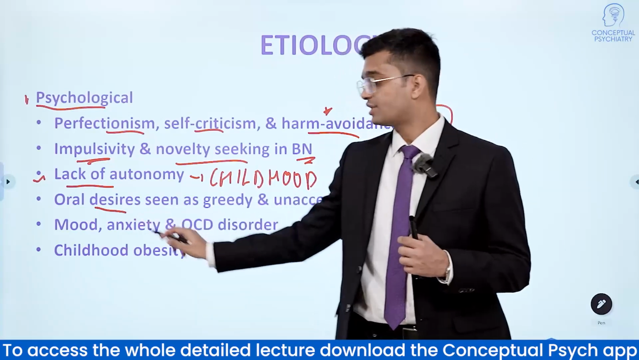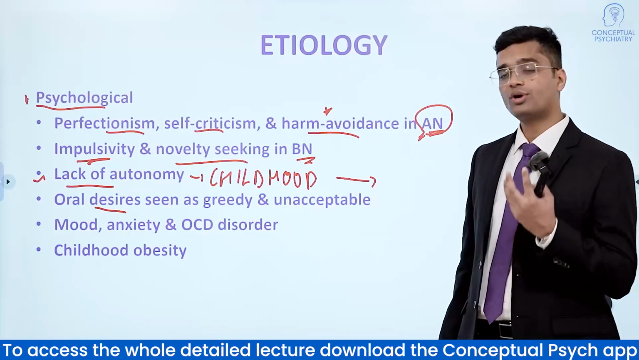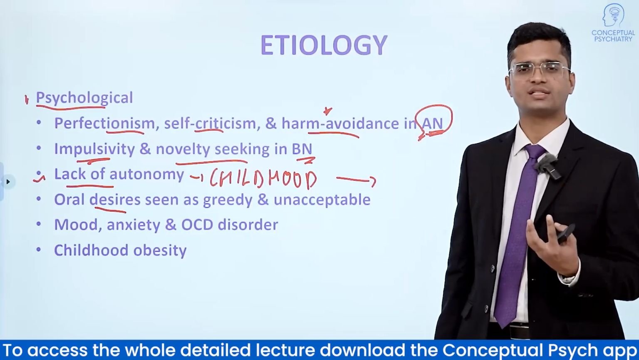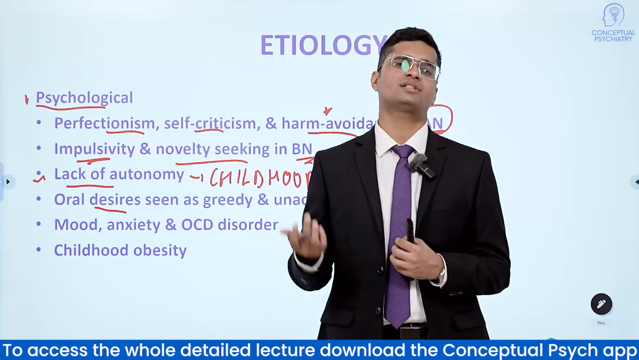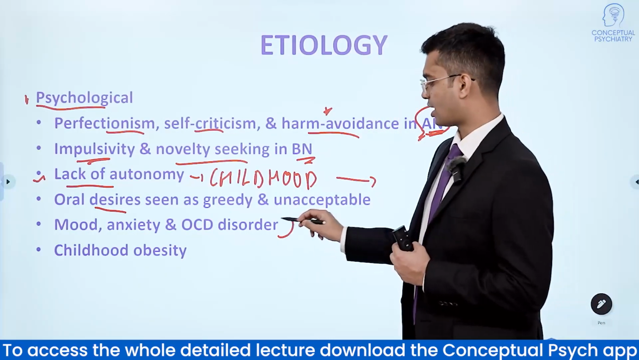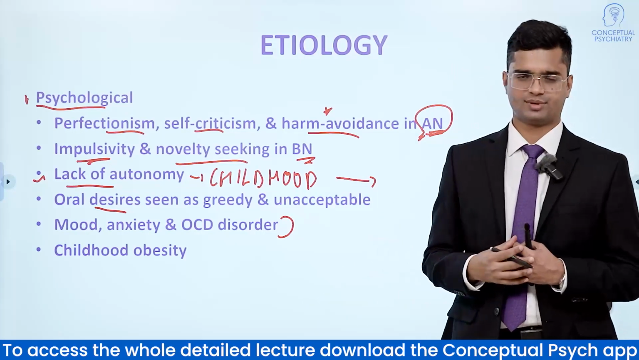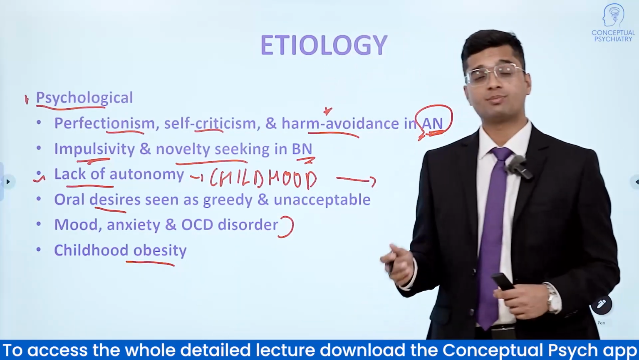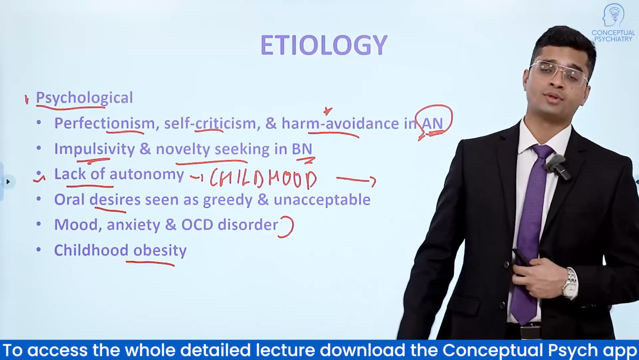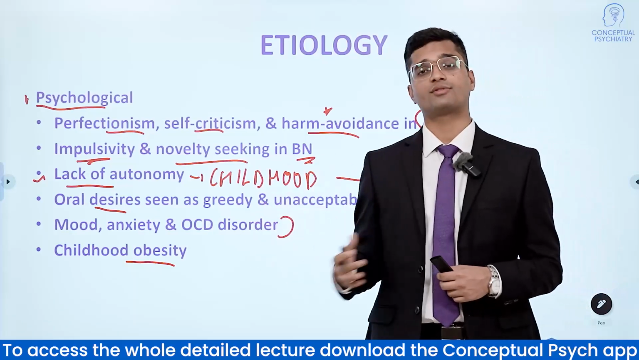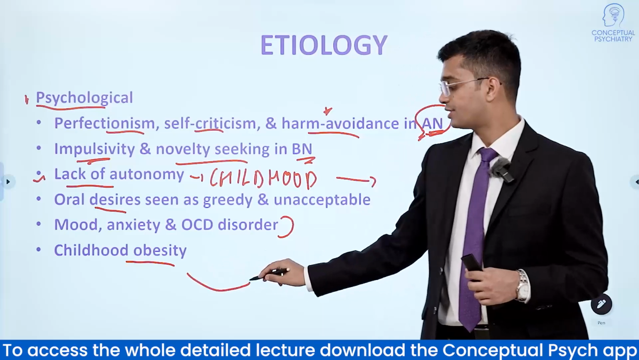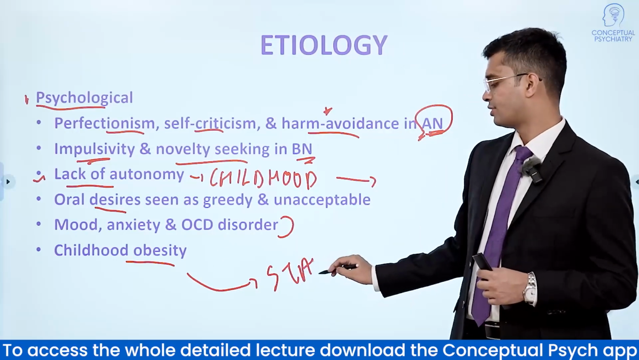Similarly, subconsciously, the psychodynamic theories suggest that oral desires are seen by these patients as unwanted and a symbol of greediness. And again, to suppress these oral desires, they starve themselves or restrict themselves. Besides, a high risk of comorbidities is also present in these patients. And on the other hand, despite being underweight and severely underweight in adolescence, these adolescents have a history of obesity in childhood, which is again overcompensated by excess starvation later on.